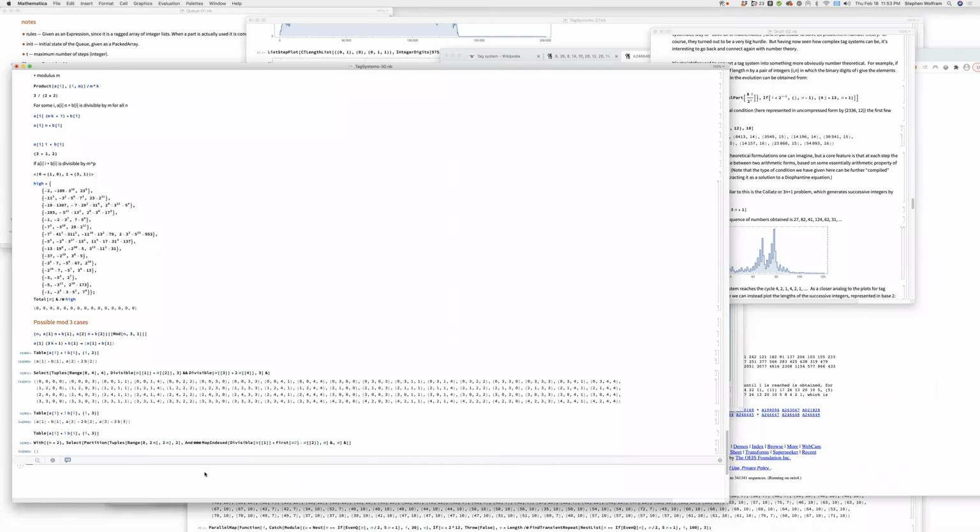Oh, come on. Oh, no, I don't want to do that. I want to say, no, that's for each tuple, right? Each tuple there. This is mapping over the tuples.